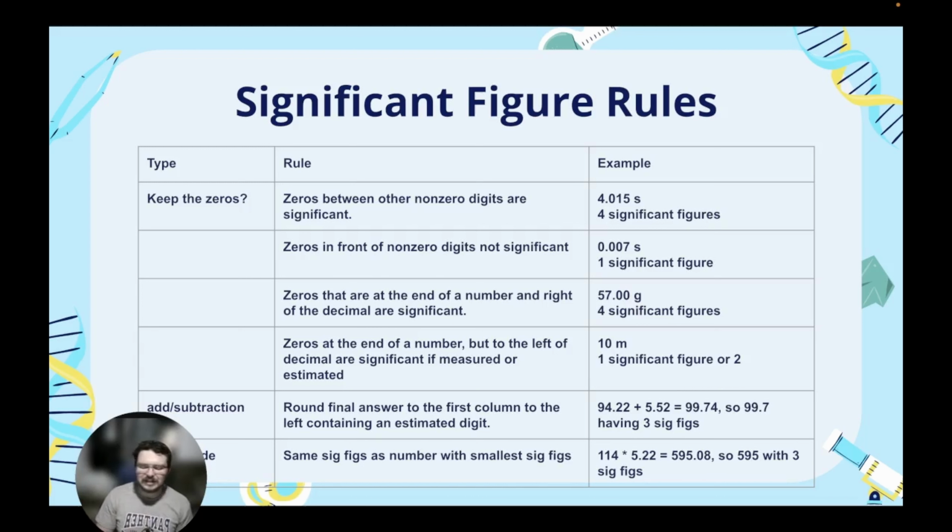And then lastly, we have multiplication and division. So for multiplication and division, we're going to have the same number of sig figs as the number with the smallest sig figs. So let's say I take 114 times 5.22, and that would equal 595.08. That has 5 sig figs, okay, but my inputs there, 114 has 3 sig figs, and then 5.22 has 3 sig figs. So I can't report 595.08, so I would just chop off the 0.08, and I would report it as 595 with 3 significant figures.